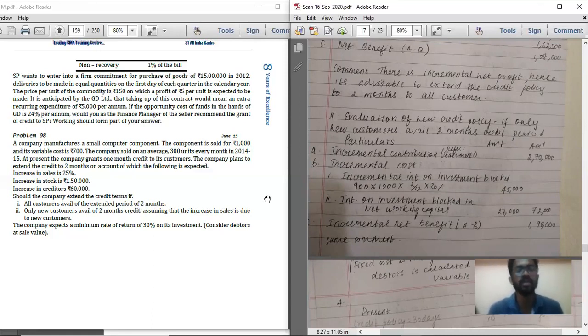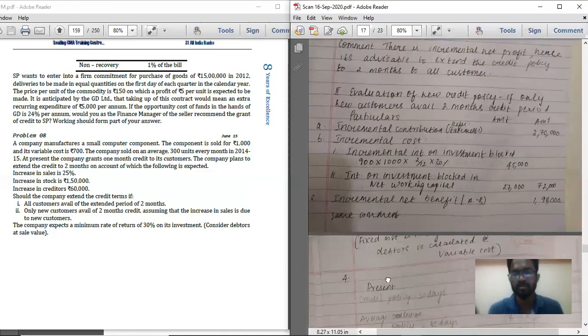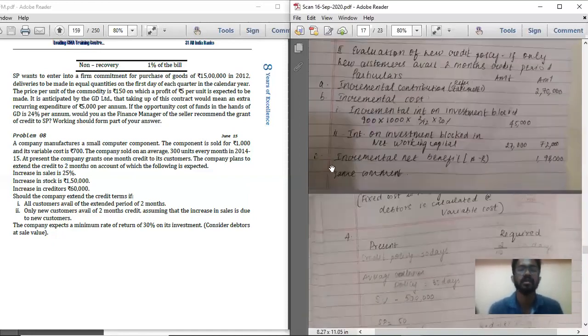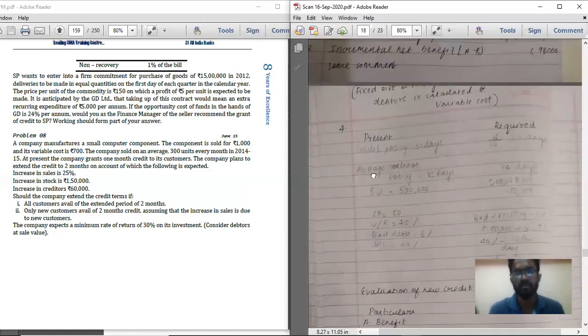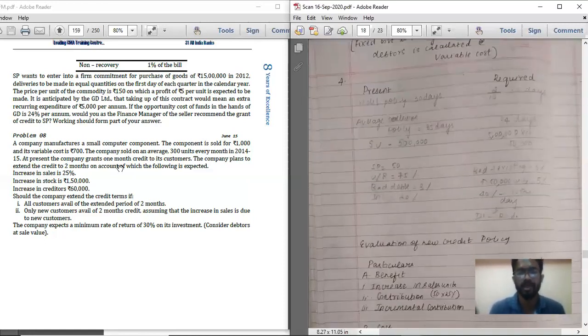Whereas here they asked us to evaluate both the policies. So under situation 1, the proposed policy is acceptable. Under situation 2 also the proposed policy is acceptable. So this is problem number 8. With this we have completed problem number 8.